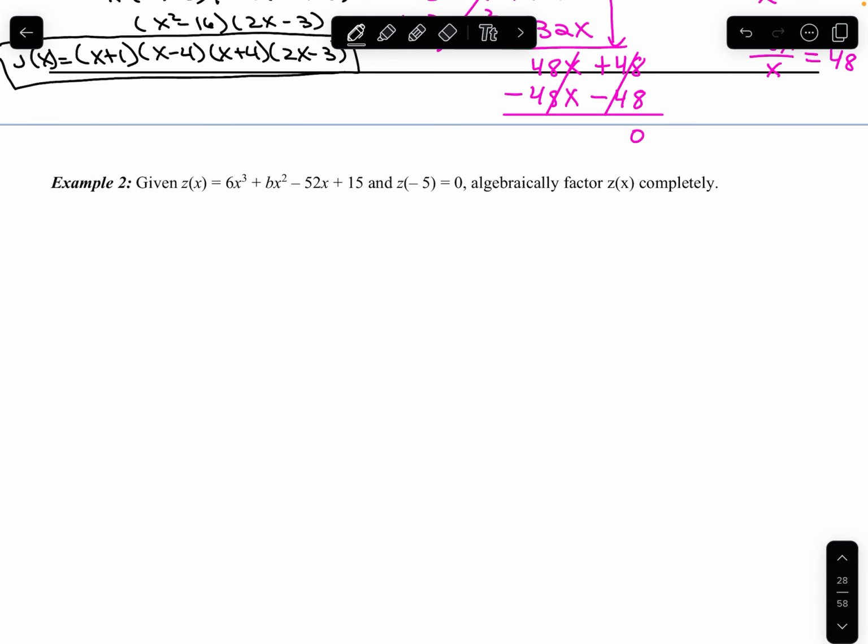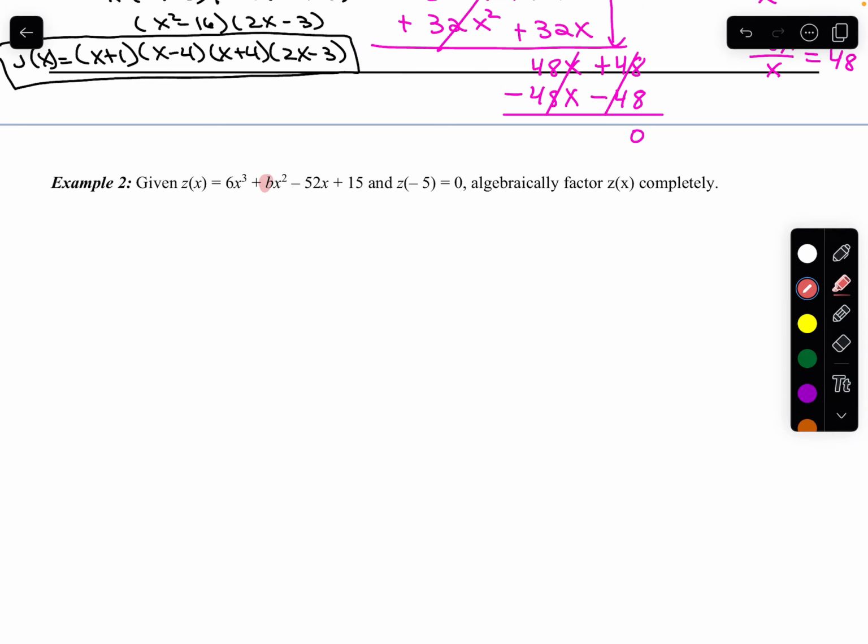Okay, let's look at example 2. We're algebraically asked to factor z of x completely. And we have a problem because we don't know the coefficient of the x squared term. So before we can even start, we need to figure that out. But we do know that z of negative 5 equals 0. So that means when x equals negative 5, my y value equals 0. So for z of x, I'm going to plug in a 0. And anywhere I see an x in this polynomial, here, here, and here, I'm going to plug in a negative 5.